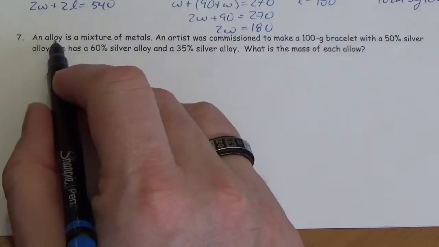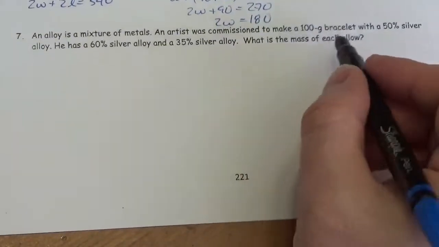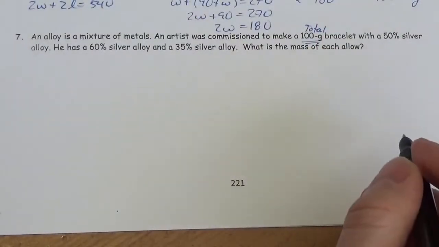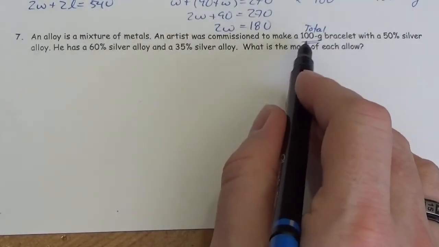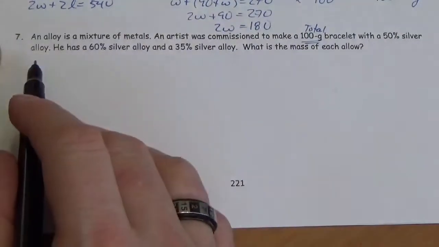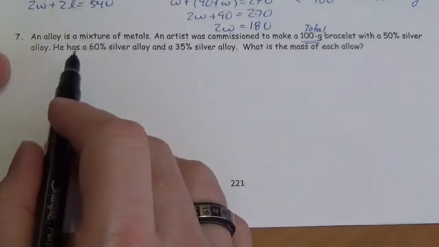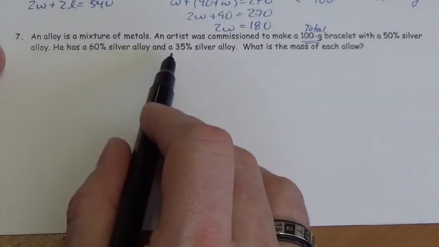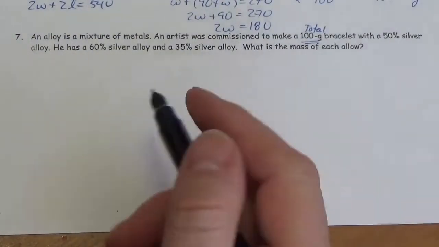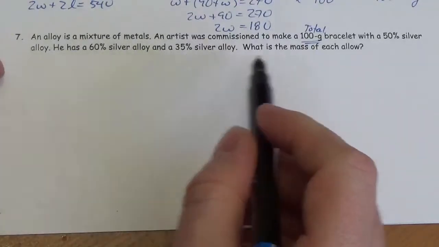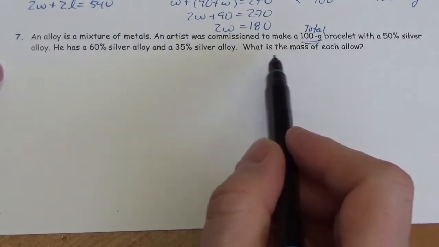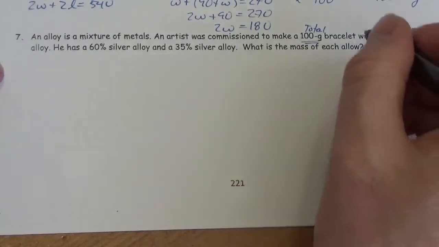So it says here that the alloy is a mixture of metals. An artist was commissioned to make a 100-gram bracelet. Now right there, there's a total. A 100-gram bracelet with a 50% silver alloy. I'm not sure at this point what that means, but he has a 60% silver alloy and a 35% silver alloy. So he's got these two things to work from. What is the mass of each? Probably supposed to say alloy there.